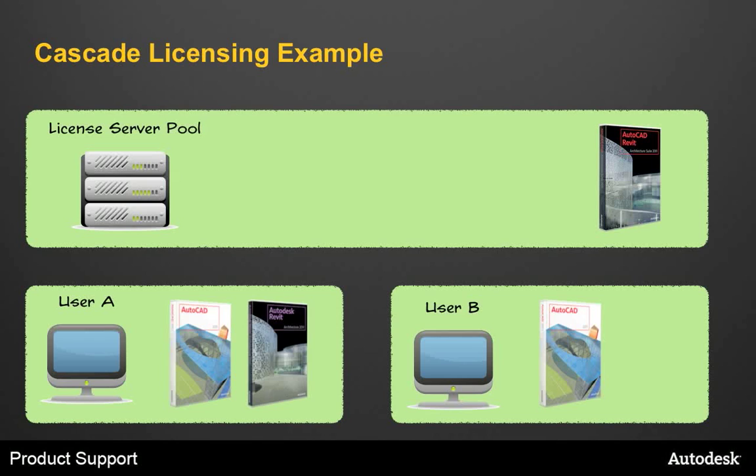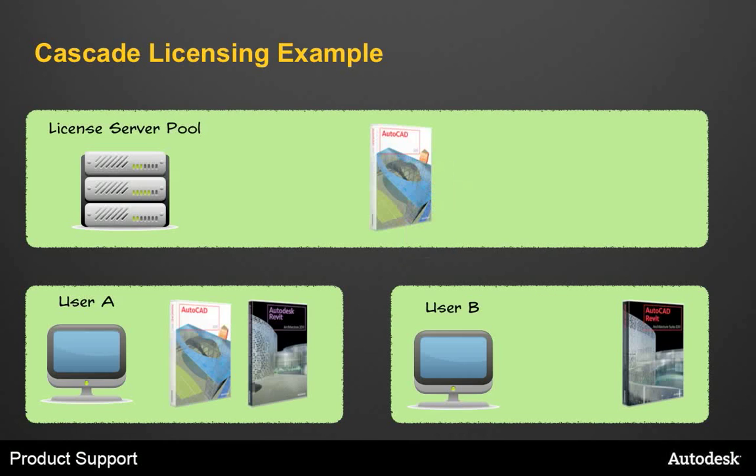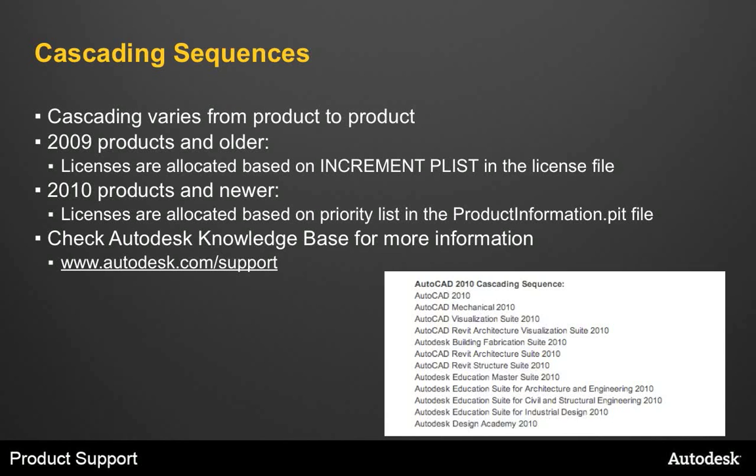User B then tries to run Revit Architecture, but the Revit Architecture license has already been checked out and is used by user A, and so it immediately cascades up to the Revit Architecture Suite license. At this point, user B has consumed 2 licenses, and all of the available licenses are now in use. Within a couple of minutes, the Cascade licensing logic is going to kick in and return the AutoCAD license back to the pool. Once there is a suite license on a machine, any cheaper license automatically gets returned. And it's only when the cheaper AutoCAD or Revit licenses are gone that the product will cascade up to get the suite license.